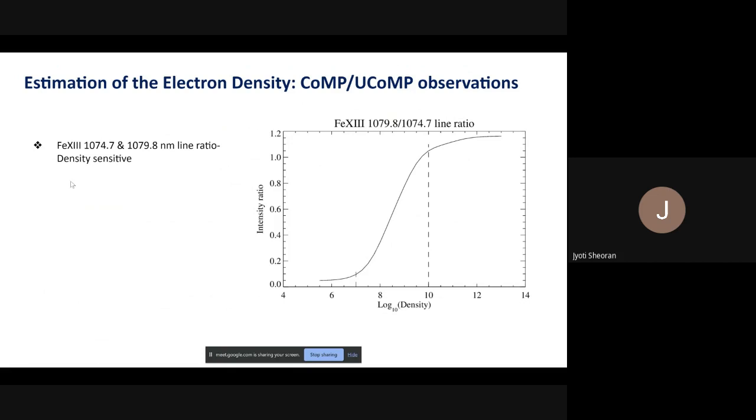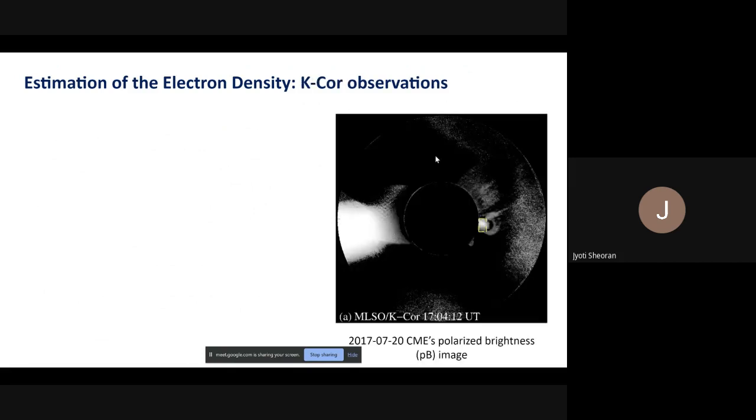So we can use their line ratio to calculate density in this log T, log rho range from 7 to 10. But unfortunately, the Iron XIII 1079 observation was not available during our CME event, so we go for K-Cor polarized brightness data. As you all know, the coronagraph basically captures photospheric light scattered by free electrons in the corona, and so the observed polarized brightness will depend on the column electron density along the coronagraphic line of sight.